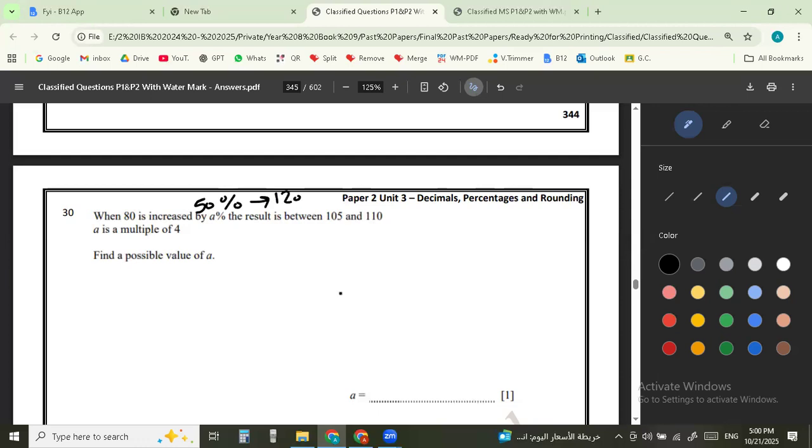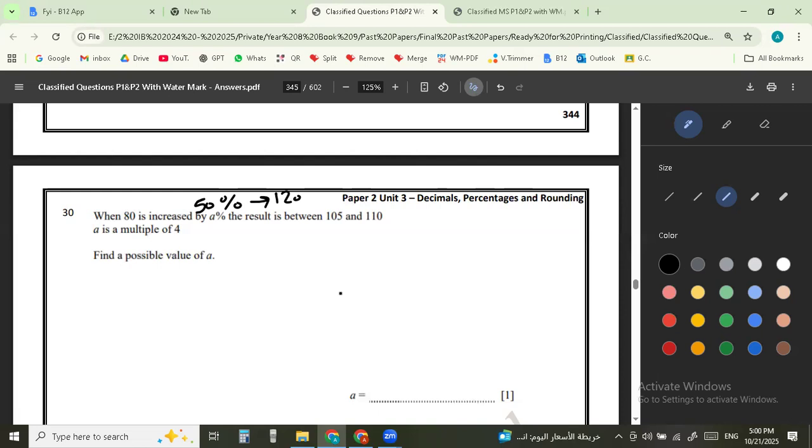But Mister, 50 is not a multiple of 4, as they said, and 120 is not in the range that they requested. Why are you doing this? I'm doing this just to know the range that I'm supposed to be around. I know mentally that 50% is going to give me 120, so I'm supposed to be below 50%. At least I'm minimizing the range that I'm supposed to be working on.